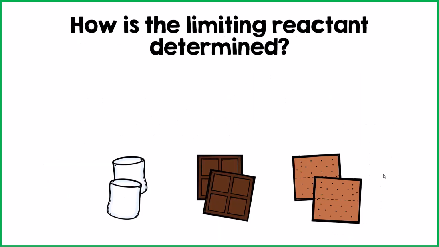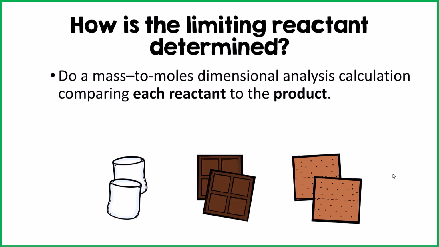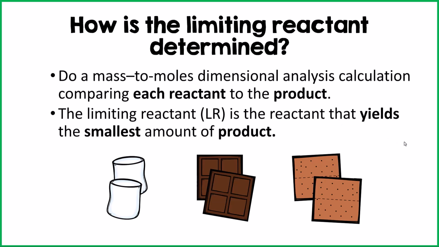How is the limiting reactant determined? So we're going to do a mass to moles dimensional analysis calculation that compares each reactant to the product. So mass of the reactant to moles of the product using dimensional analysis. And the limiting reactant is the reactant that yields the smallest amount of product, the smallest number of moles of product that can be created, that's the one that's going to be your limiting reactant.